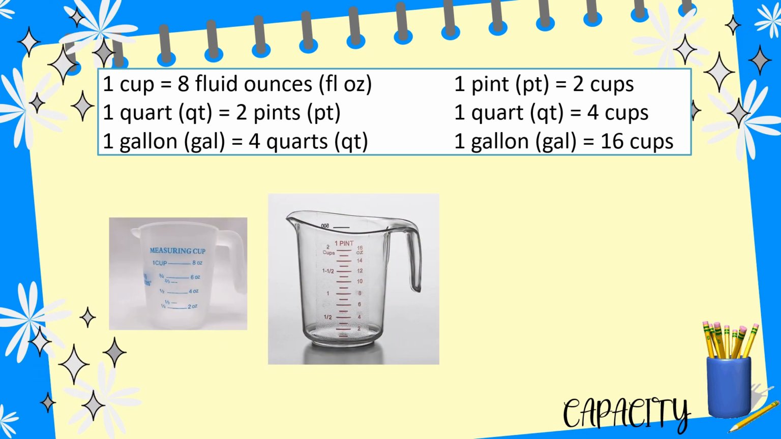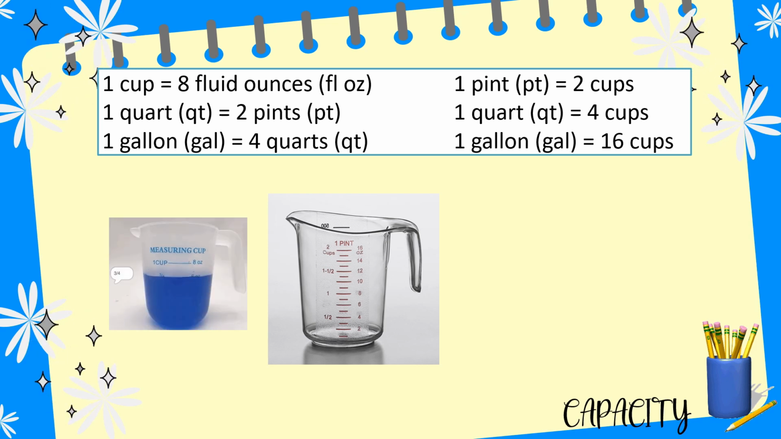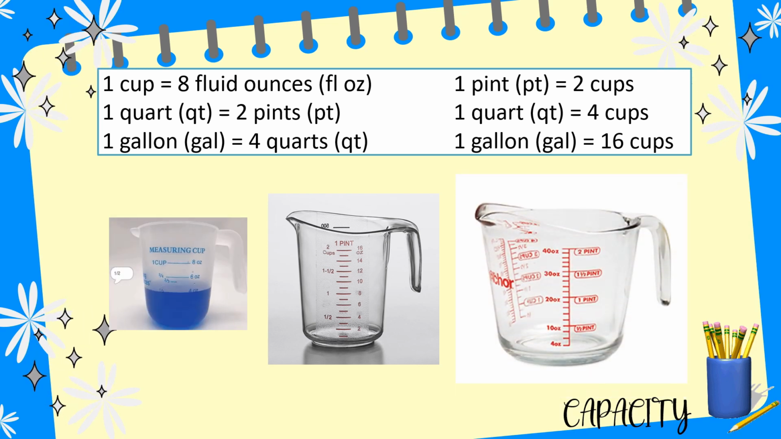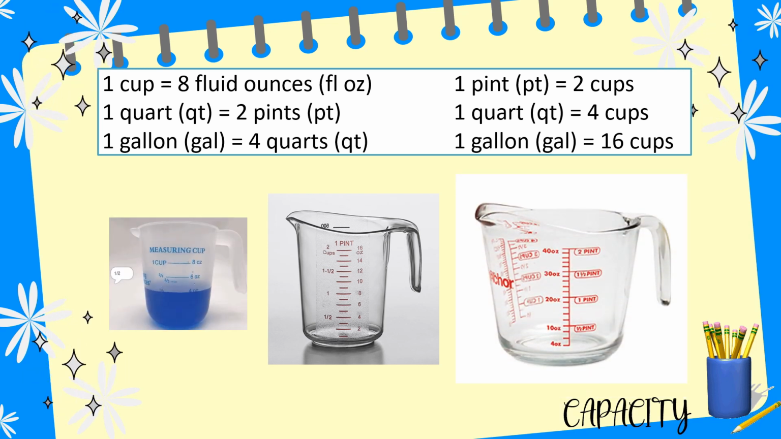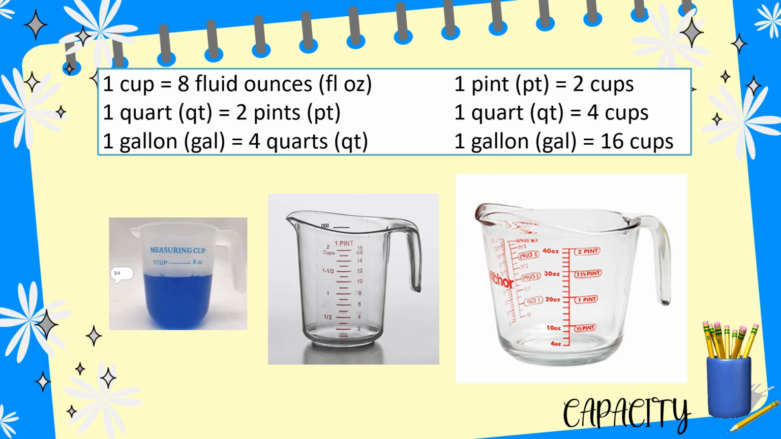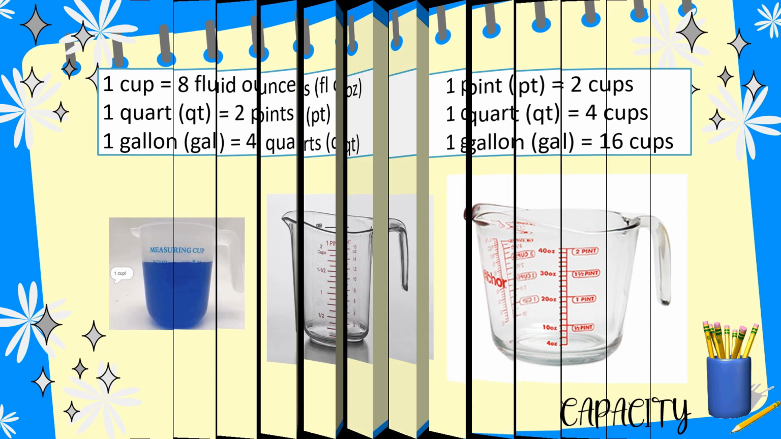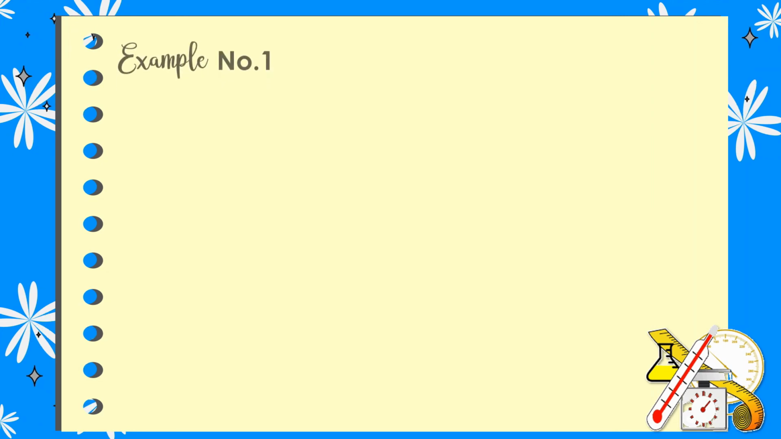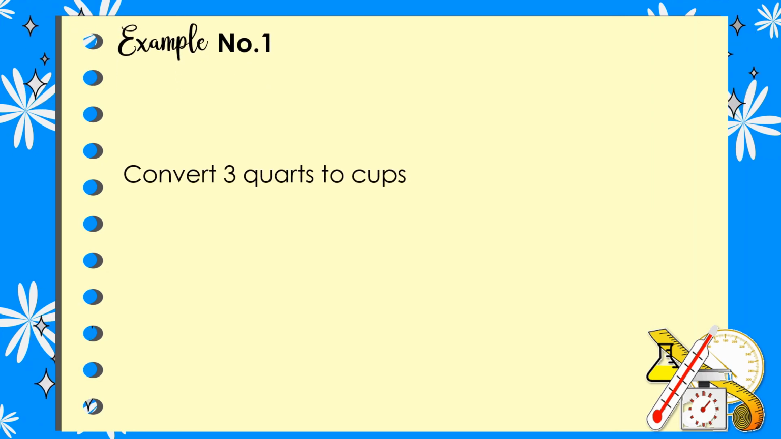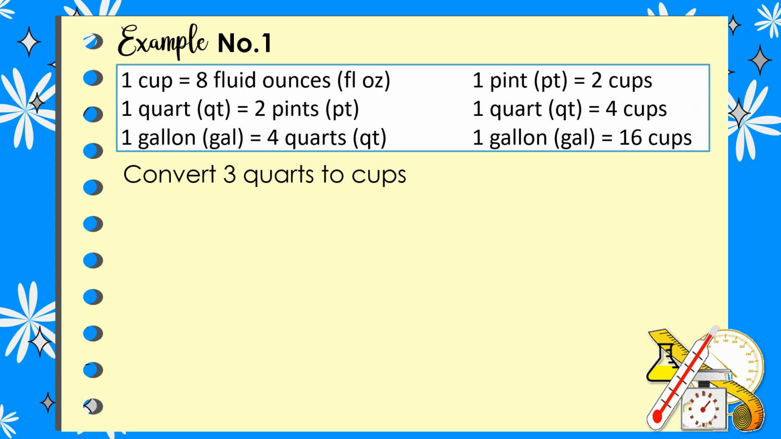Here are some examples of the measuring tool that we can use to measure the capacity. Example number 1. Convert 3 quarts to cups. So, pili tayo ulit ng converting factor na pinaka-appropriate. So, hanapin natin yung quart and cups. So, ito yun. 1 quart is equivalent to 4 cups. So, sagutan na natin.